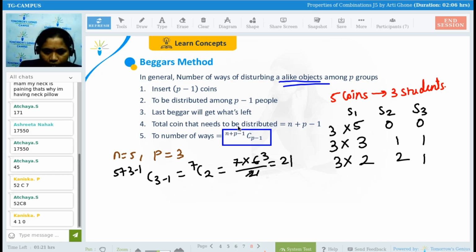Into 6, obviously divided by 2. So 2 3s are 6. So this is 5 plus 3, 8, minus 1, 7 C 2. Okay, we'll have this conclusion that this is the beggars method. Method is clear. Formula application is clear. Maybe there are some cases missed over here.